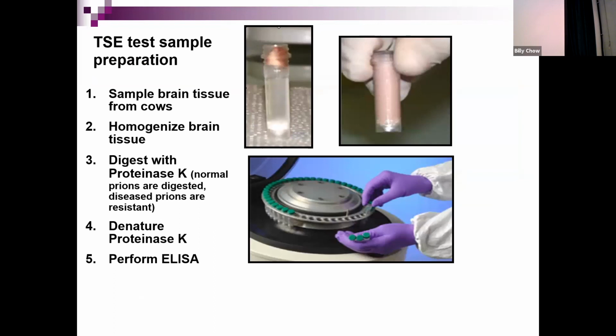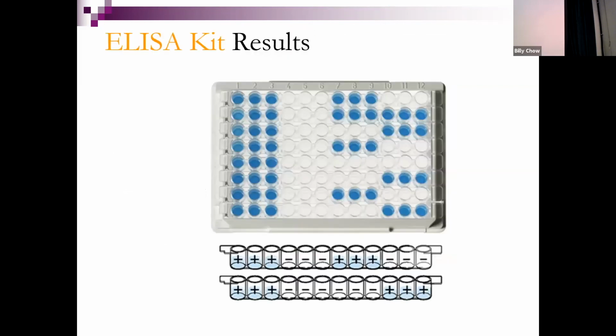So you prepare the brain tissues from cows, and then you homogenize the tissues, digest with proteinase K. Remember that normal prions are being digested, and disease prions are resistant. And then you denature proteinase K, and then perform the ELISA test. And this is the kind of result that you will see.